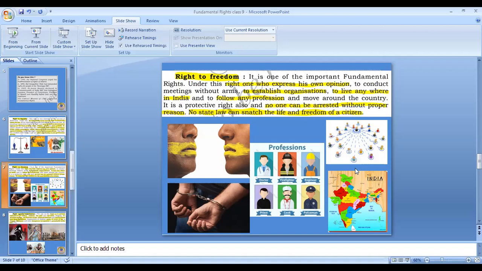Again, according to this right to freedom, every citizen of India has the freedom to establish organizations. You can establish your own organizations. You can establish your cooperative societies. You can establish your groups, get together, work with the cooperative, and get development.